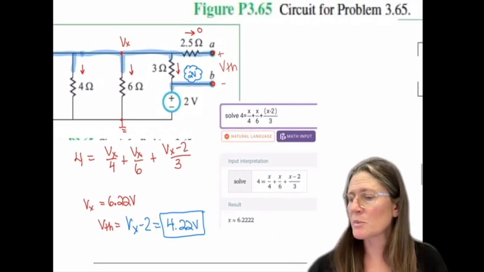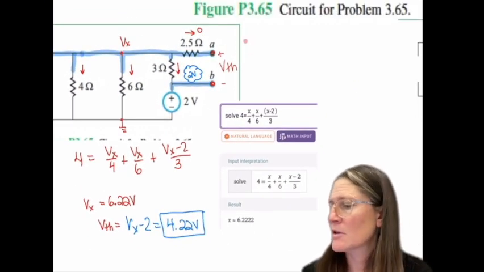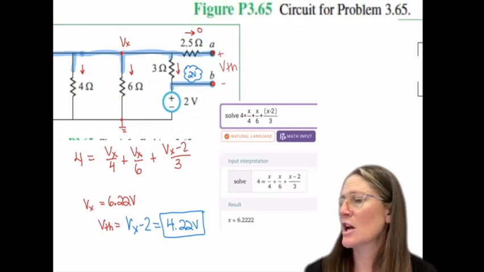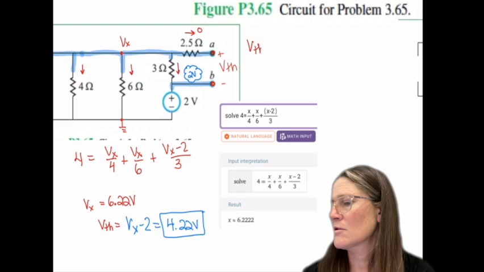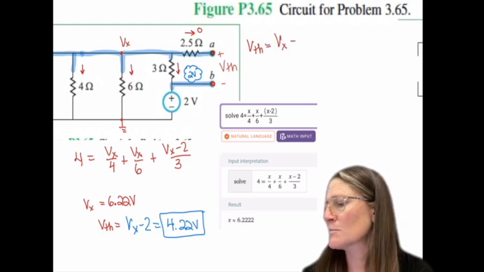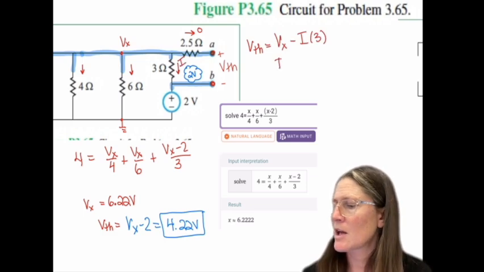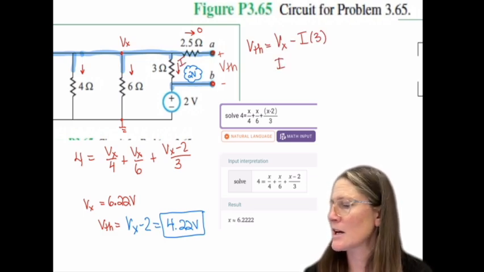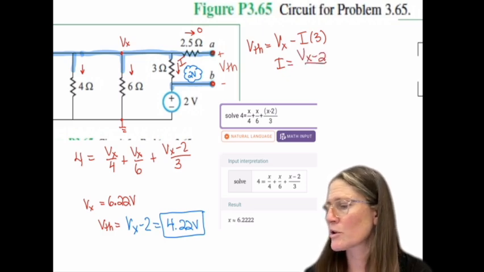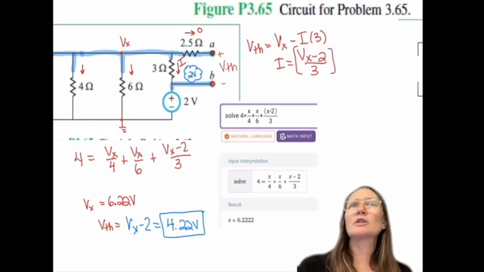So I can then just say, well, Vx is in between those two, so it'd be Vx minus 2. The other way would be to say VTH equals Vx minus I times 3, and I can be defined as Vx minus 2 over 3. And that would yield the same number. So whichever way you like to look at that one.